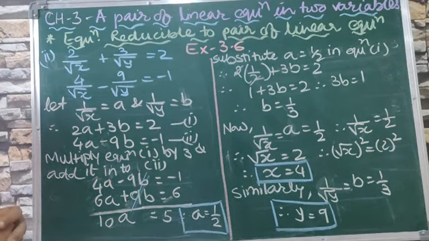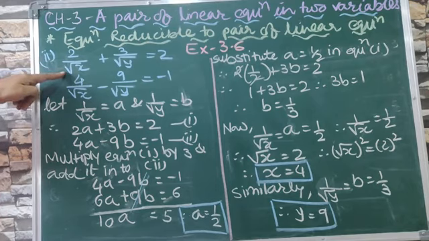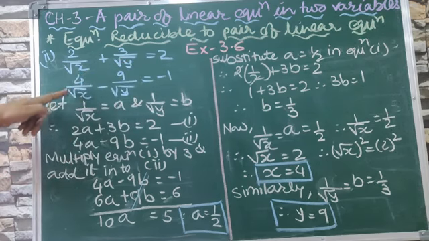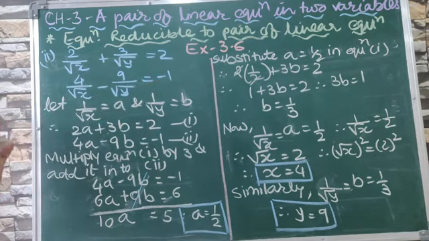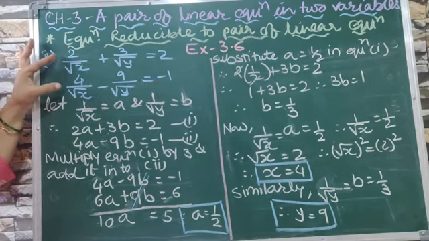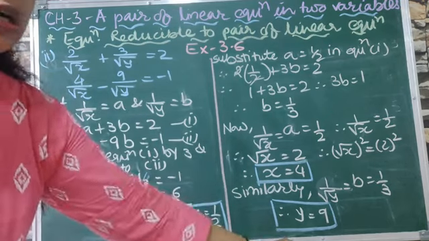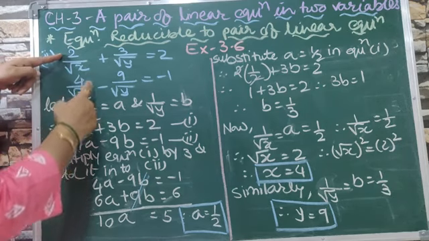Now let's move to the second example. In this it is given that 1 by root x plus 3 by root y is equal to 2, and 4 by root x minus 9 by root y is equal to minus 1. Again this one is not in a linear form or a standard form, right? So we have to convert it into the standard form by again making an assumption.